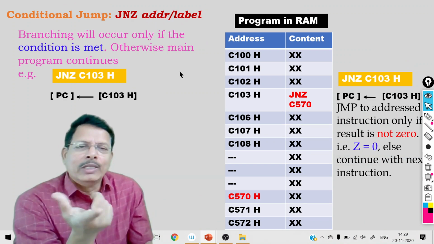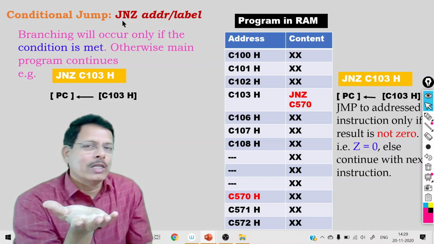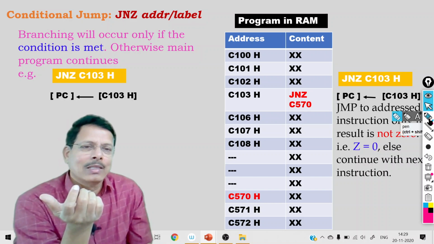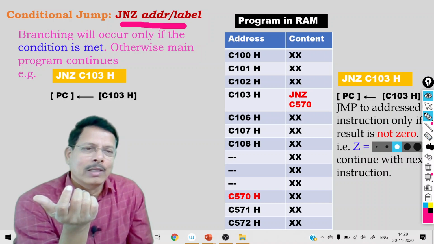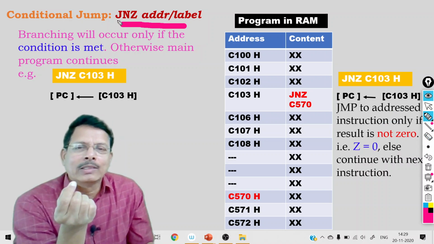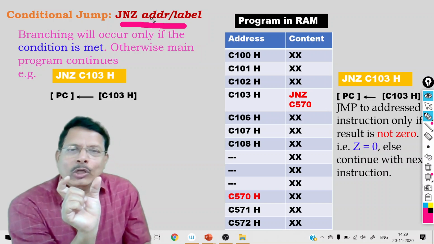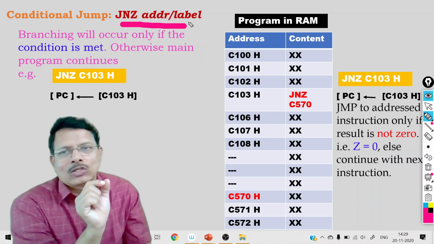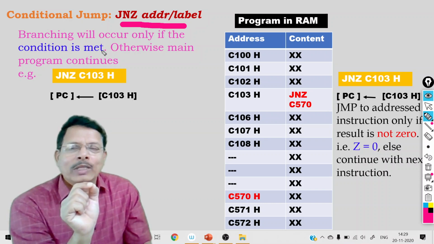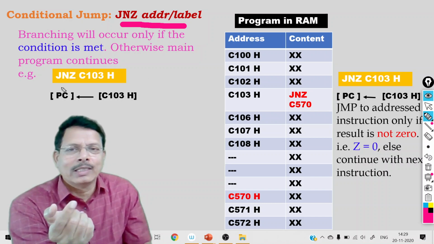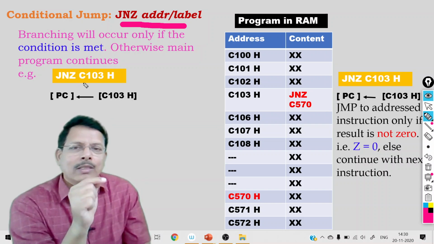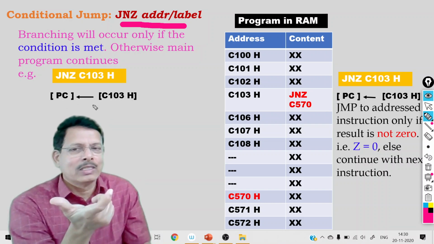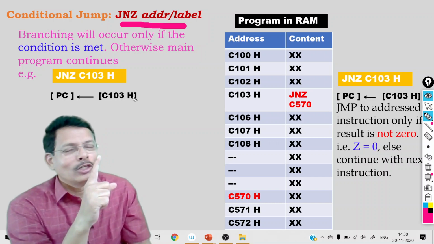Let us consider one full example here, that is jump if not zero. This is the syntax. Syntax means how to write this instruction, right? So you can write this instruction as JNZ ADDR. Either you can mention the address here or you can have the name of the label. Branching will occur only if the condition is met, as we have discussed. We have taken one example, JNZ, jump if not 0. Where to jump? The address is given, C103, and therefore this instruction will load the program counter with C103H only if the result is non-zero.